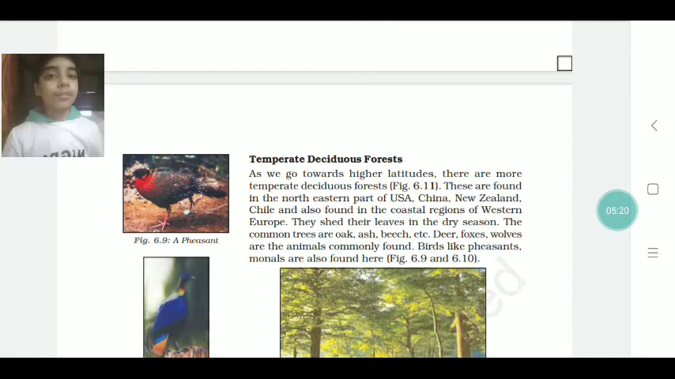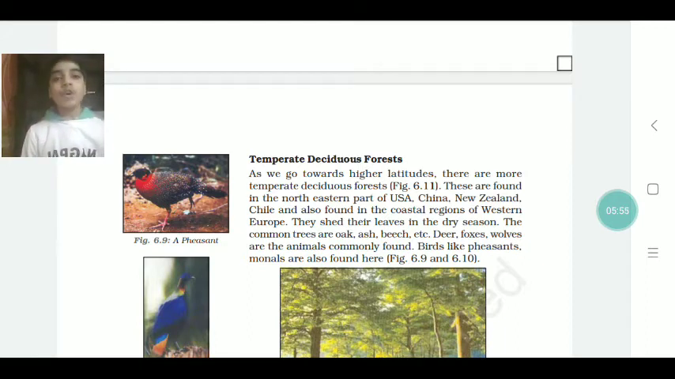The temperate deciduous forests are found in the countries of the northeastern margin of USA, China, New Zealand, and Chile, and they are found in the coastal western region of Europe. Okay, so they shed their leaves in the dry season. The common trees are oak, ash, beech. Deer, foxes, wolves are the common animals found here. Birds like pheasants and monarchs are found.